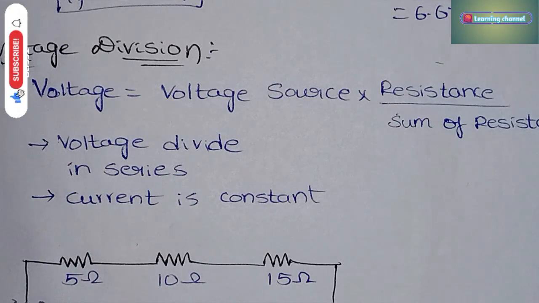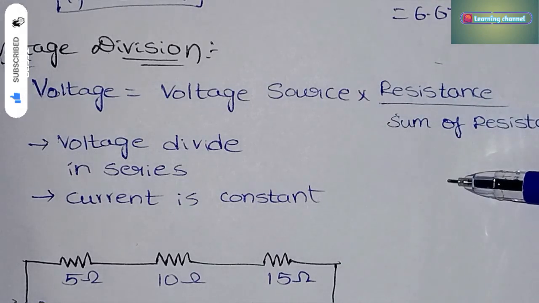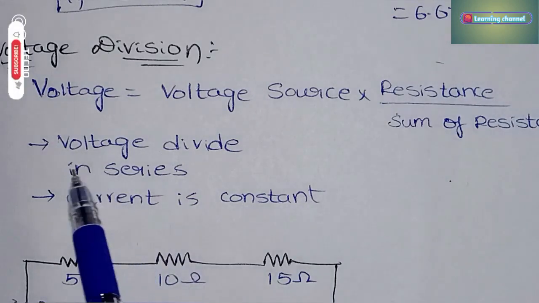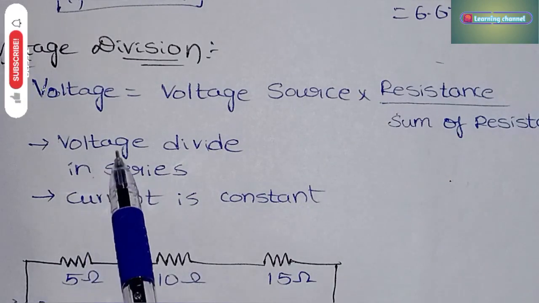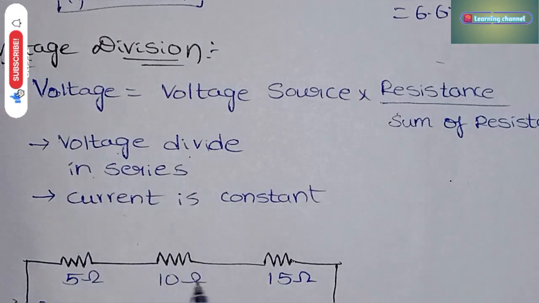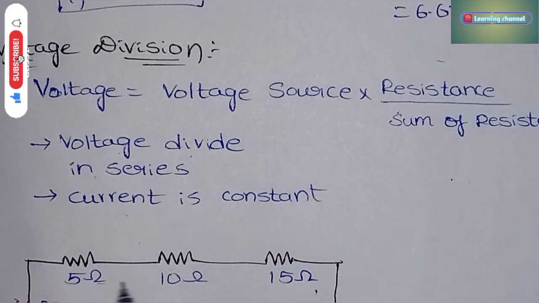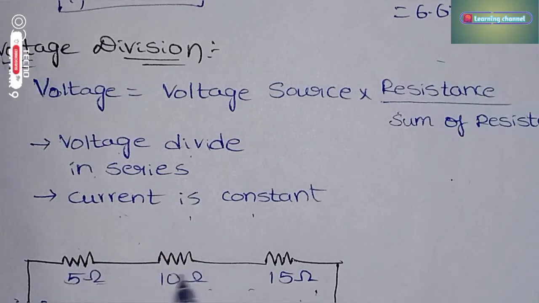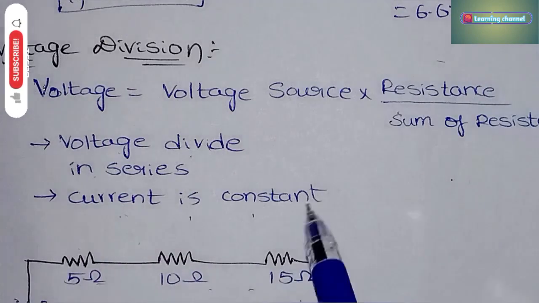Previously we have seen Kirchhoff current law, voltage law and the current divider rule. So this is the voltage division rule, or problems on voltage division. Firstly, in a circuit, the voltage will divide when the resistances are in series. If the resistances are in series, the voltage will divide as V1, V2, V3 and the current is constant. The same current will flow through all the resistors.